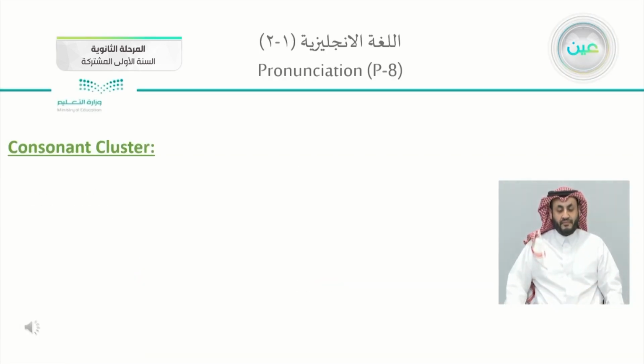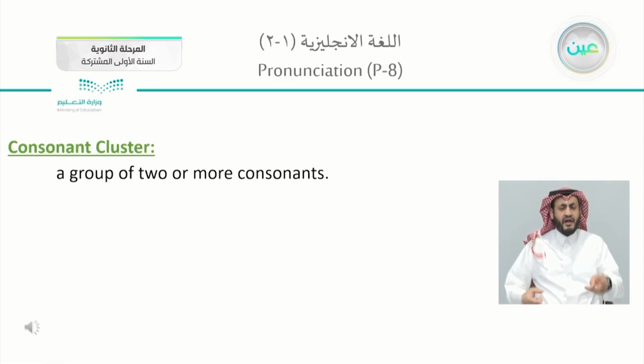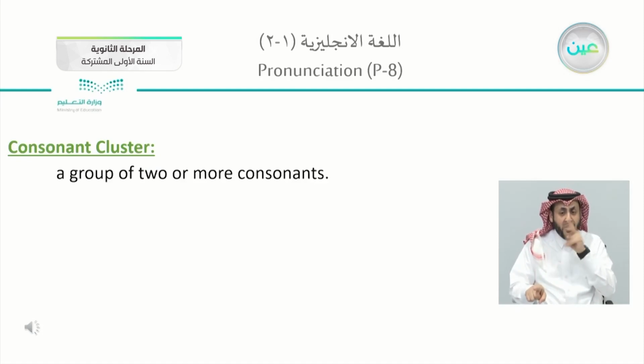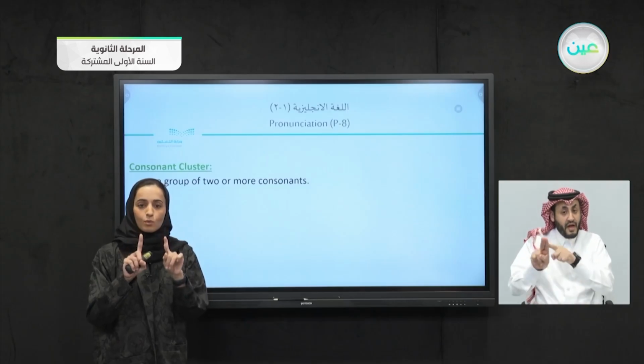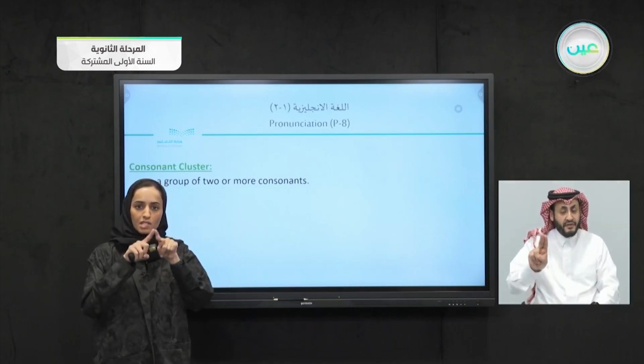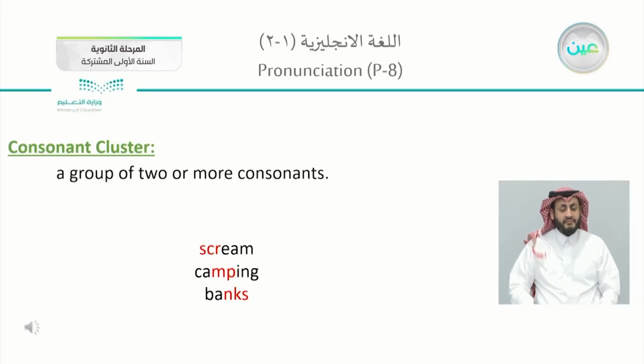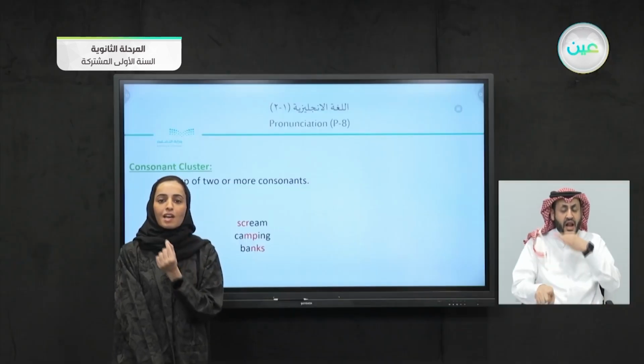What do we mean when we say consonant cluster? Clusters means one after the other, next to each other. It's a group of two or more consonants. So we're not having just T, just K, we're having a T with a K. Two consonants after each other, maybe two, three, or more. Here we have examples like scream, camping, and banks. The sounds highlighted in red are clusters. Not just having an N sound, it is N, K, and S.